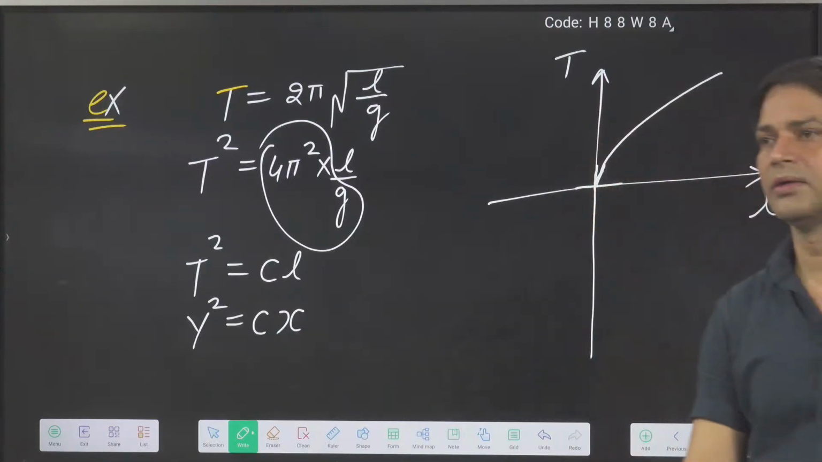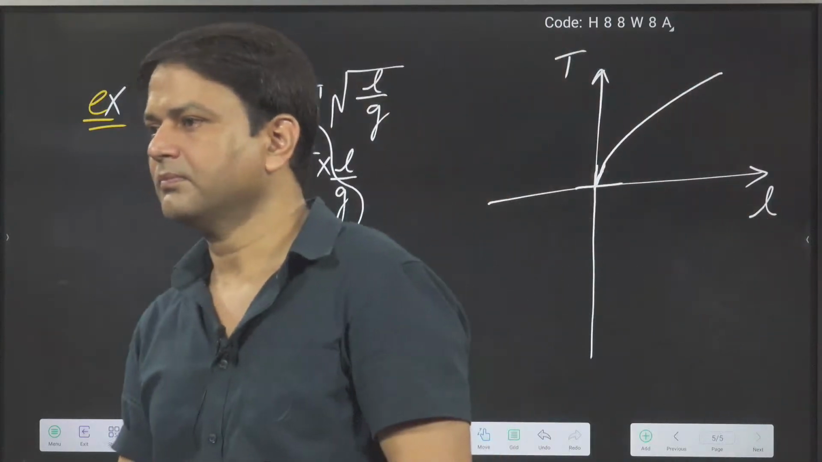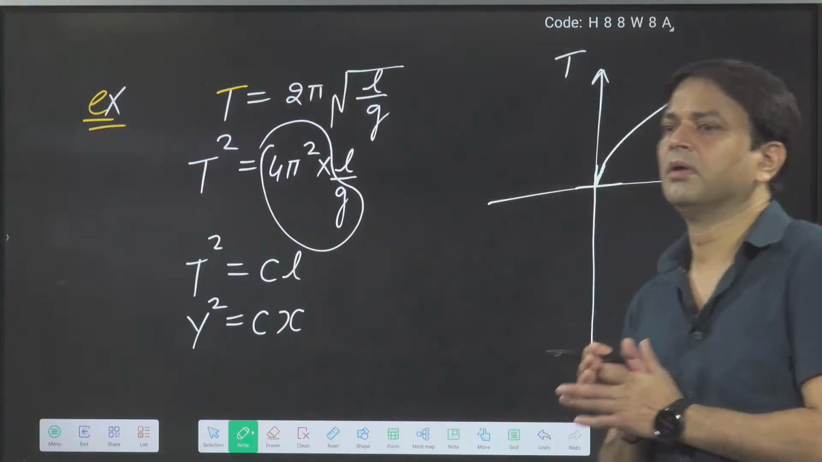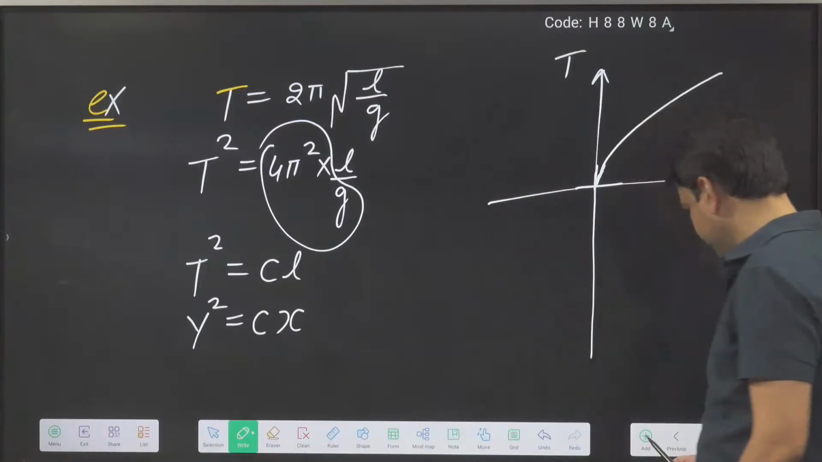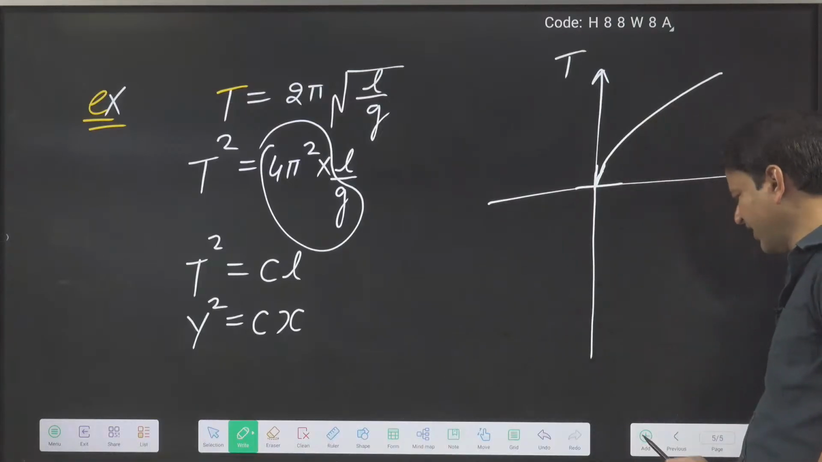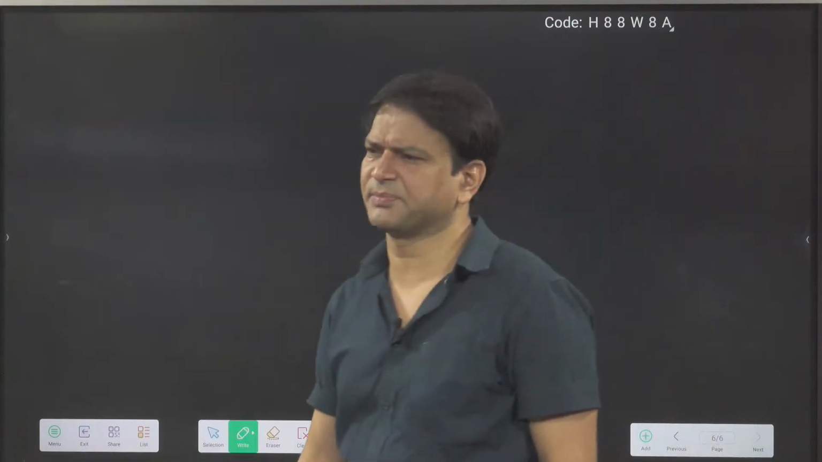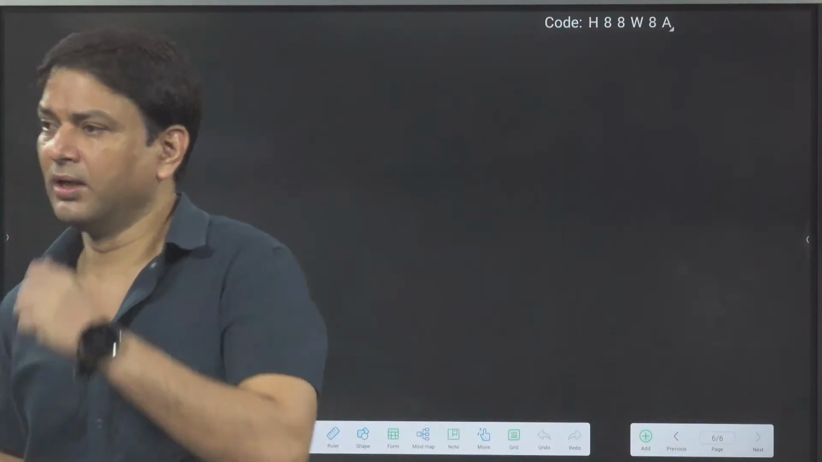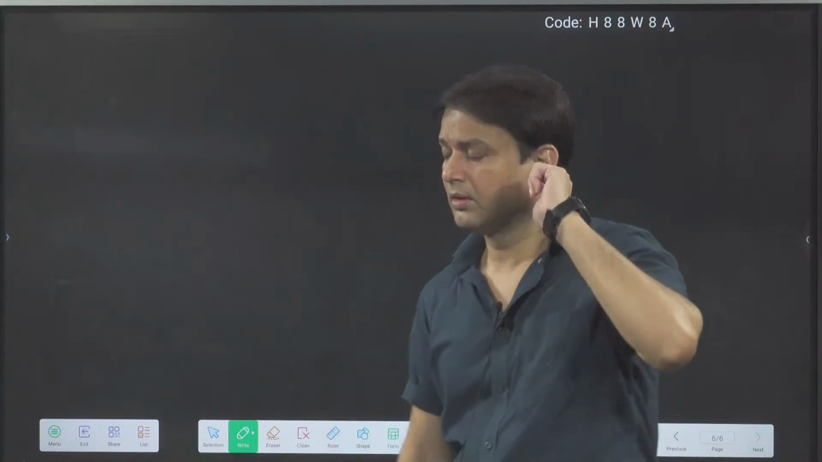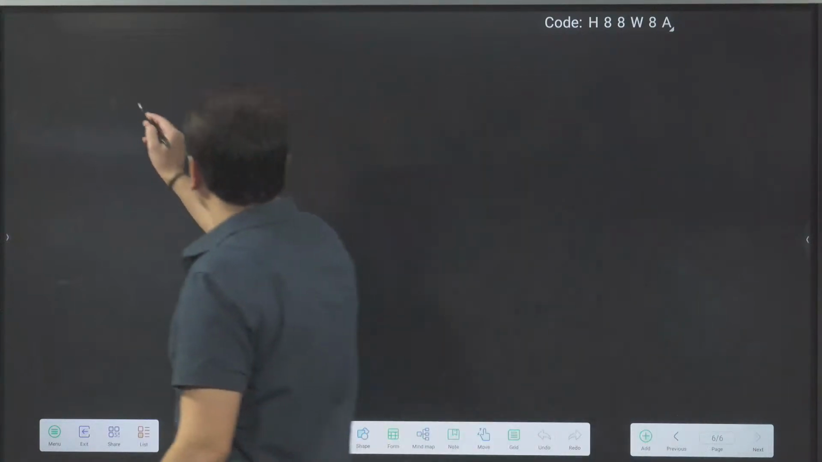Everybody got? So like this way, potential energy is stored in the spring, like this, in all so many places you will get the parabolic graph. Okay, this is completed. Okay, last one more thing.